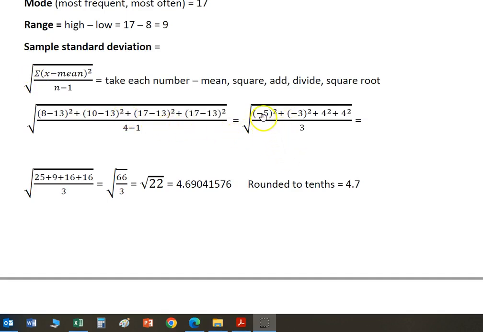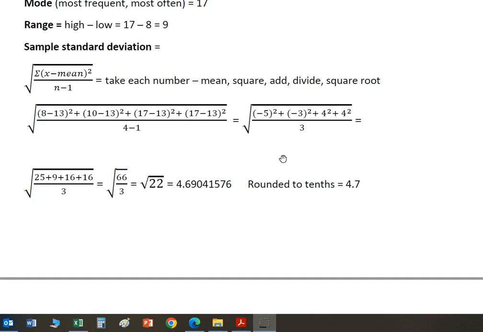Next we do our exponents. We do the order of operations. We do inside the parentheses first. Square means the number times itself. A negative times a negative equals a positive. 5 times 5 is 25. -3 times -3 equals 9. 4 times 4 is 16.